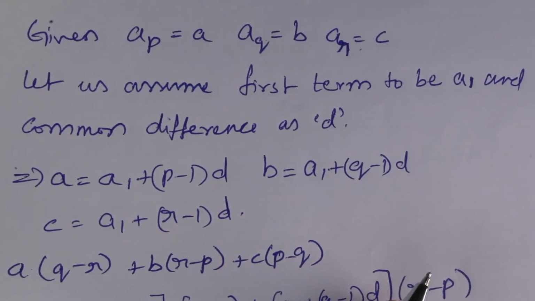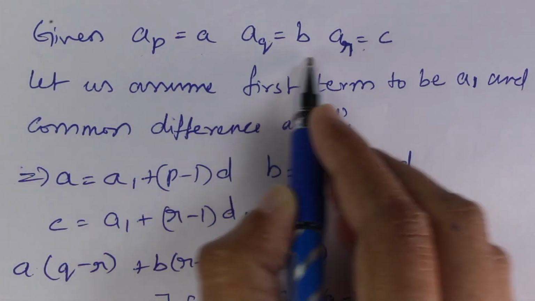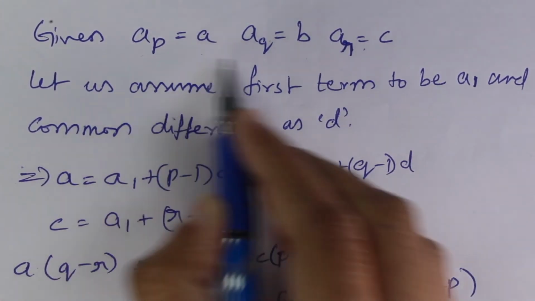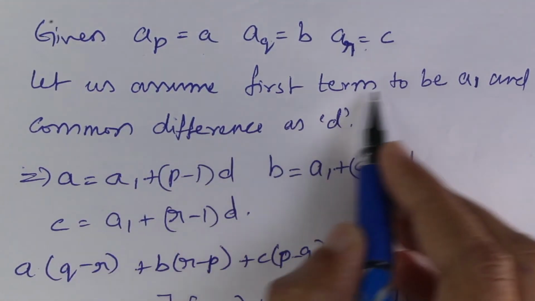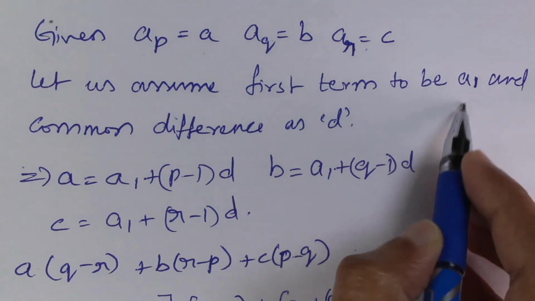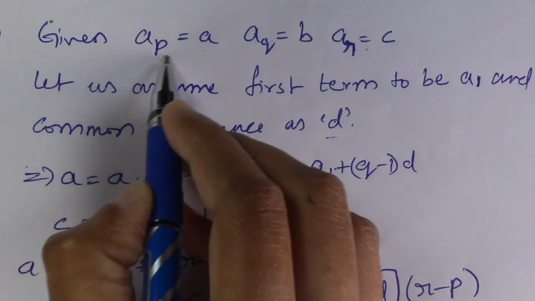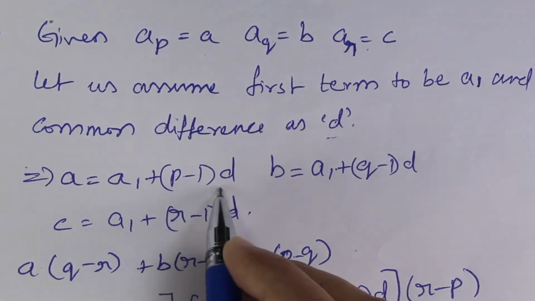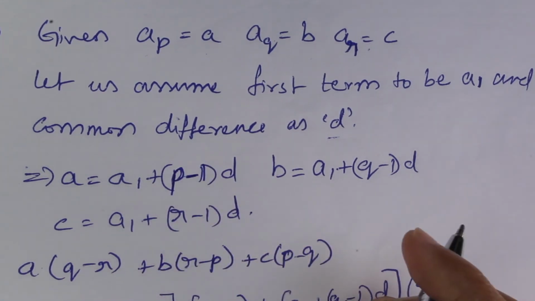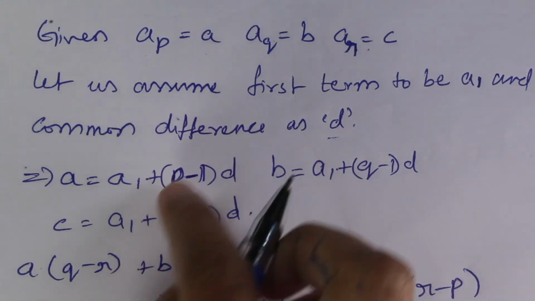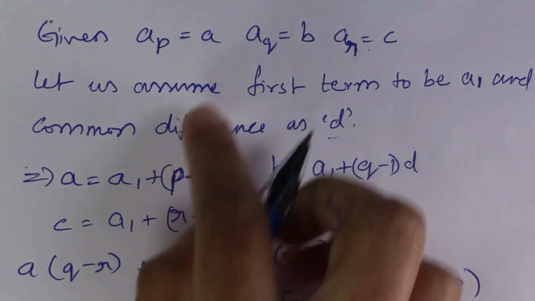So we'll start with this assumption. Given AP is equal to A, AQ is equal to B, AR is equal to C. That is the pth term, qth term and rth term. So let us assume that the first term in this arithmetic progression is A1 and the common difference is D. Then AP becomes A1 plus (P minus 1) into D. This is the formula of AN. AN is equal to A plus (N minus 1) into D, right? So AP becomes A1 plus (P minus 1) into D, and that is equal to A.